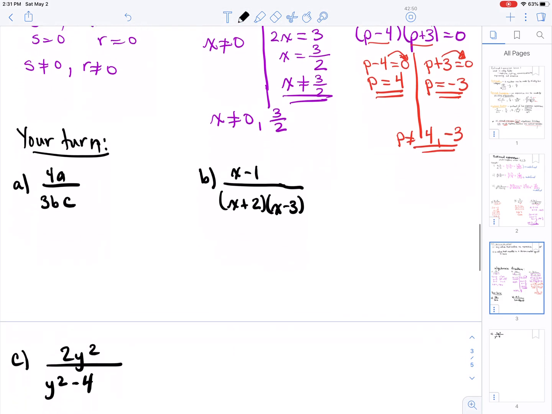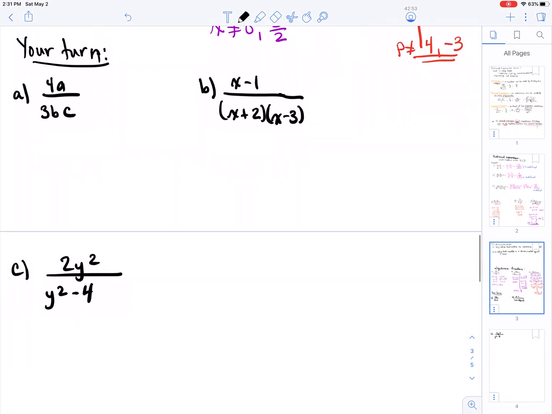Your turn. Pause the video, try A, B, and C on your own, and find the non-permissible values in each of them. Come back and we'll do it all together.